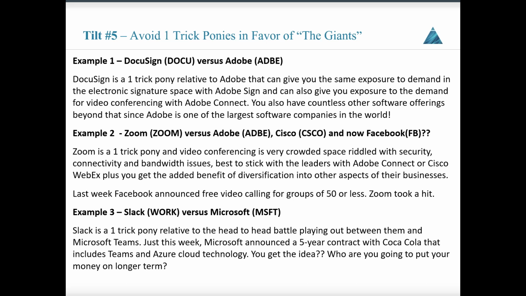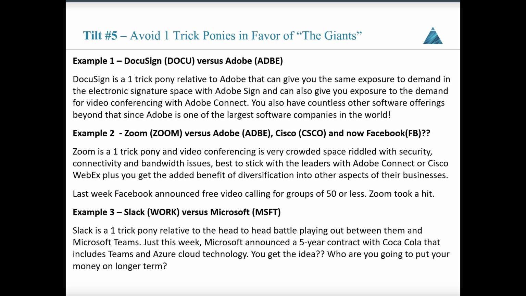And I'm going to give you 3 examples of exactly what I'm talking about. DocuSign versus Adobe. So DocuSign is essentially a one-trick pony. Obviously, it's electronic signature. It's ideal for what's going on right now. However, I've already spoken about how diverse Adobe's business is. So to the extent all of a sudden everybody's going back to work and there's less demand for DocuSign, isn't it a better idea to probably own Adobe where you've still got exposure to all the other technology that Adobe has to offer? The answer is probably yes.